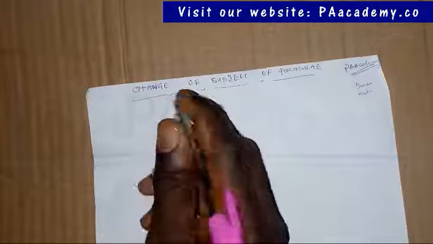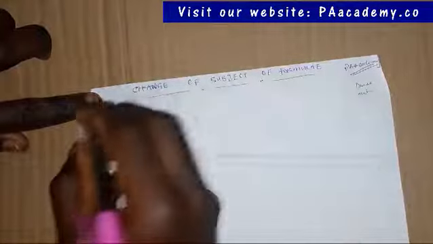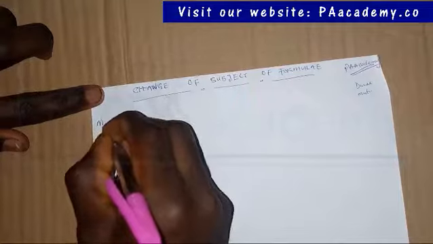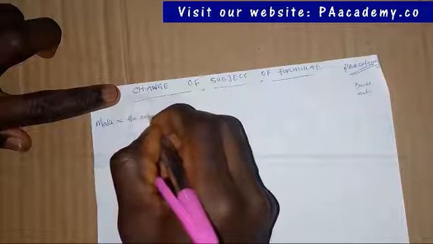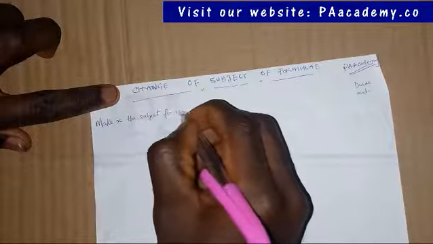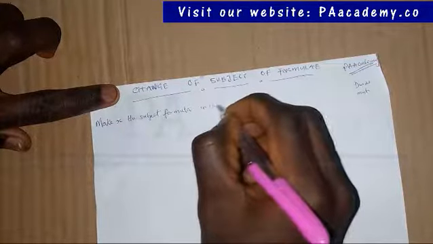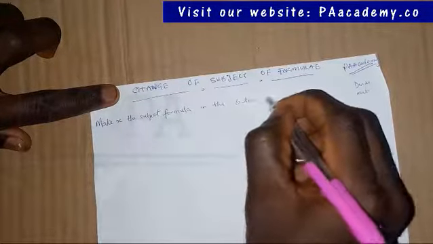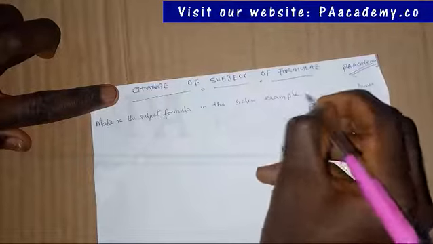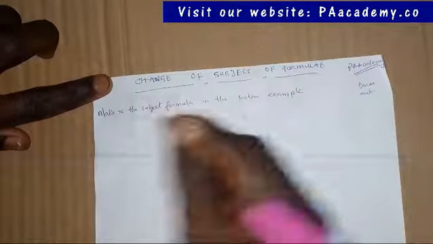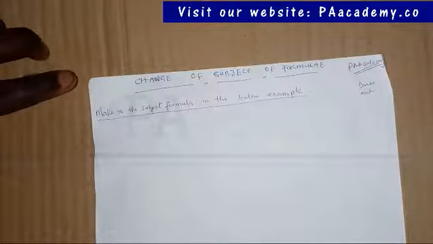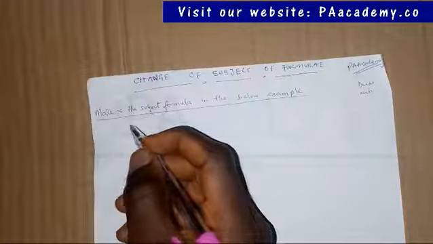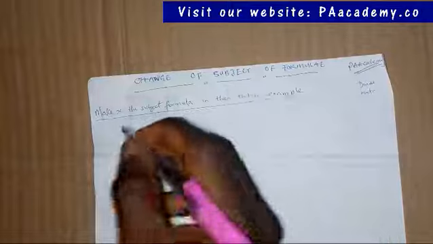All right, so for the examples I'm going to be using in this video, we are going to be making x the subject of the formula. So let me just write it here. Make x the subject of the formula in the below examples. It's not only x, it could be any alphabet, but let's just stick with one term throughout the examples we are going to be looking at in this video. So let's start with one.